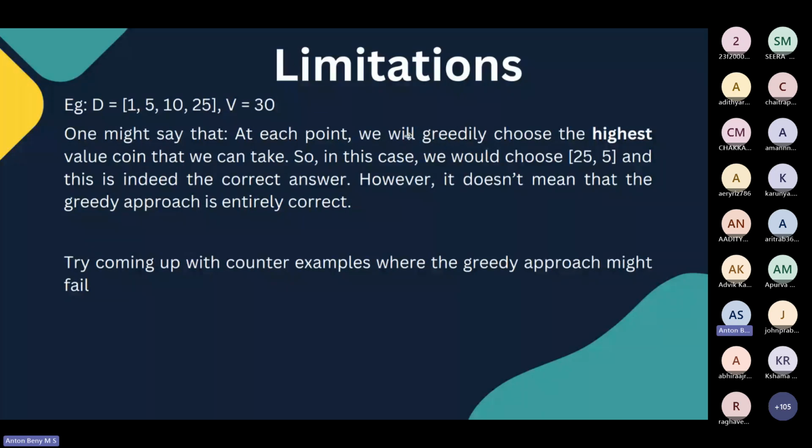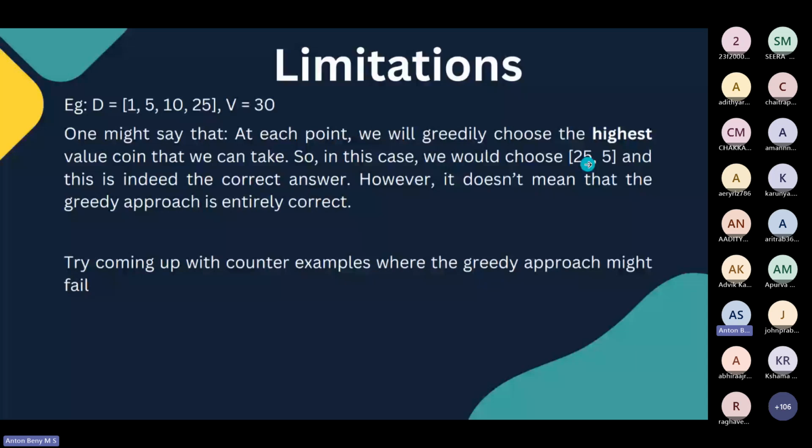In this case, you look at the array and you have to make the value 30. So what is the highest value that you can choose from these? Obviously, you can choose 25, because 25 is less than 30 and it's the greatest among these. So you will choose 25. Now you need 5 more, so obviously you can't choose 10 and 25 anymore. You'll only consider the coins 1 and 5. Even at this point, you would choose the highest coin. You'll choose 5 to get 25, 5. And this is indeed the correct answer.